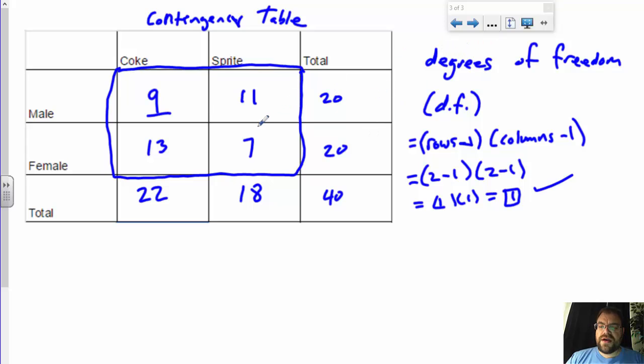The more degrees of freedom you have in your table, the closer your chi-square distribution will look to a normal distribution from statistics. So it's important that you try to have a decent amount of degrees of freedom. In fact, if you have anything less than 2, you're not going to be able to do a chi-square test anyway. This sort of test right here should never be done, honestly.